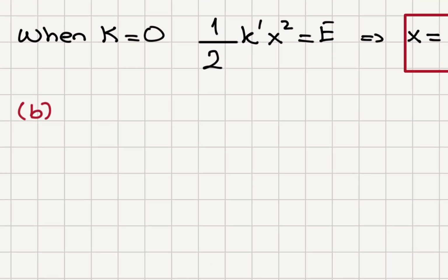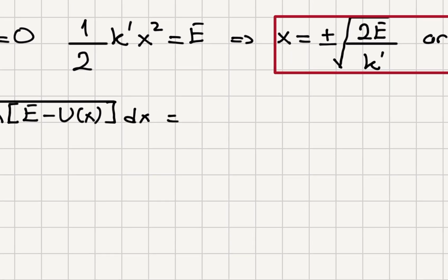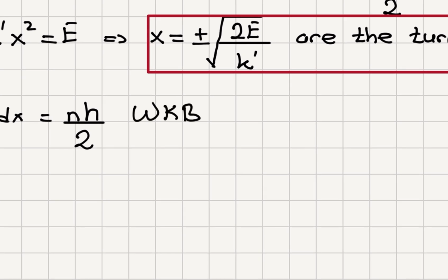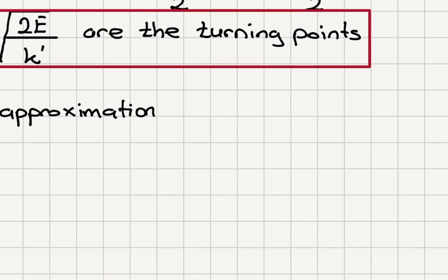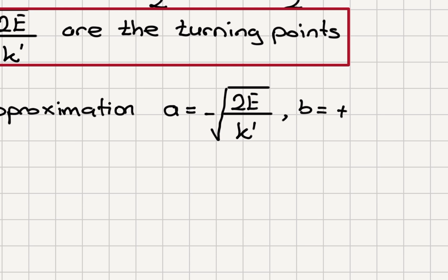Okay, now we're using the WKB formula, the integral between the turning points A and B of the square root of 2m times [E minus the position-dependent potential energy] dx. This must be equal to n times h, Planck's constant, divided by 2. This is known as our WKB approximation, where the turning points are the ones that we have calculated in part A of this problem. A is minus the square root of 2E over K prime, and the other turning point, B, is plus the square root of 2E over K prime.